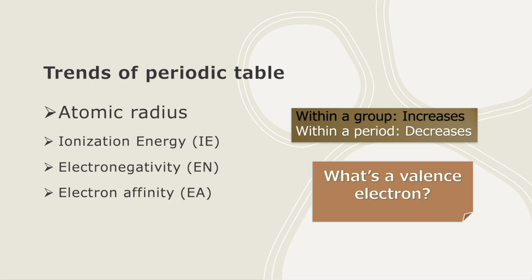Okay? Now, going back to atomic radius. We said that it shows the size of an atom, and atomic size depends on the number of shells and effective nuclear charge. In a group, from up to down, atomic size increases because the number of shells is increasing. Now, in a period from left to right, it decreases because the number of shells is constant, but the number of electrons is increasing. Now let me break this one down.